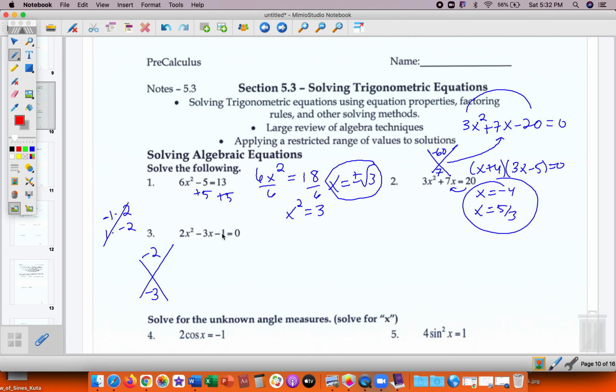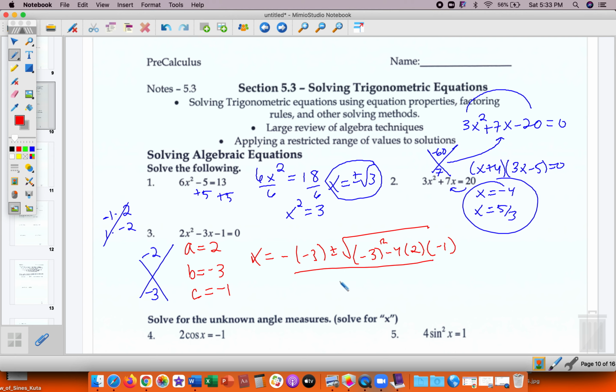So when that happens, when you can't factor, you need to use the quadratic formula. So A is 2, B is negative 3, C is negative 1, and we would say x equals negative b plus or minus the square root of b squared minus 4ac all over 2a. And once you simplify, you should get 3 plus or minus square root 17 all over 4. And let's move on.